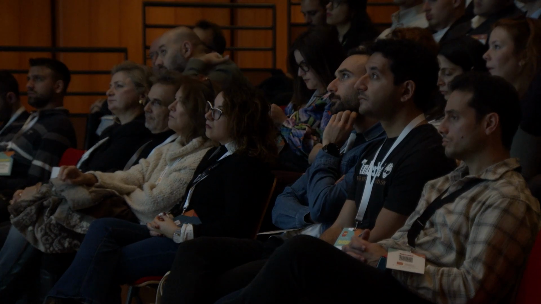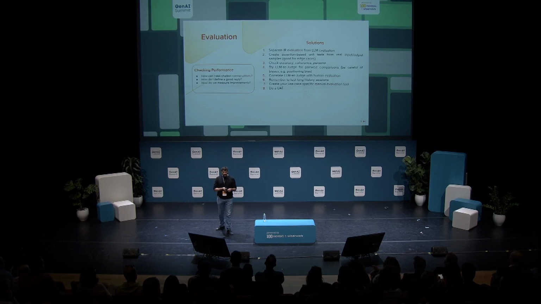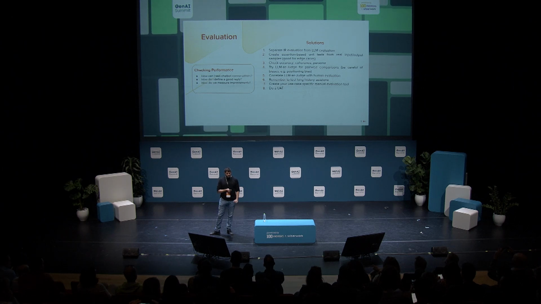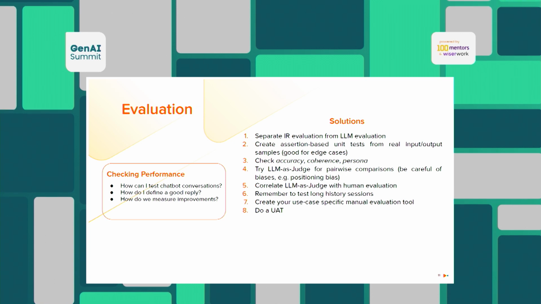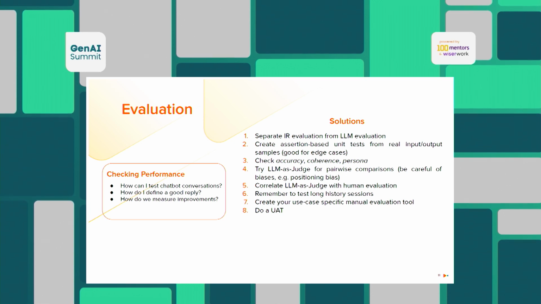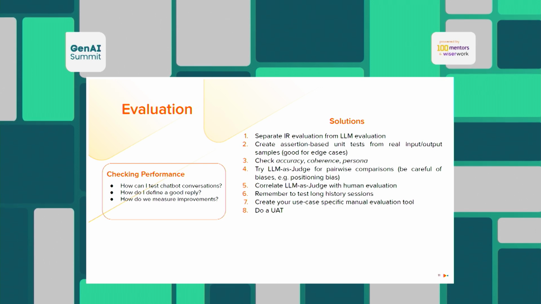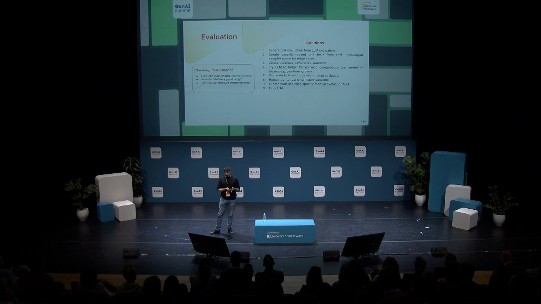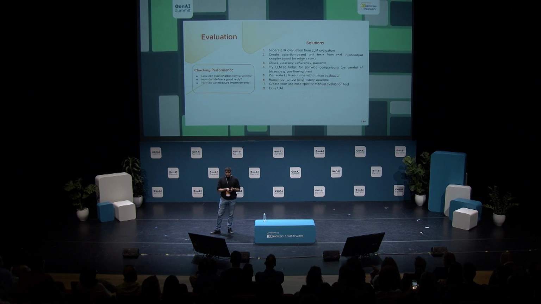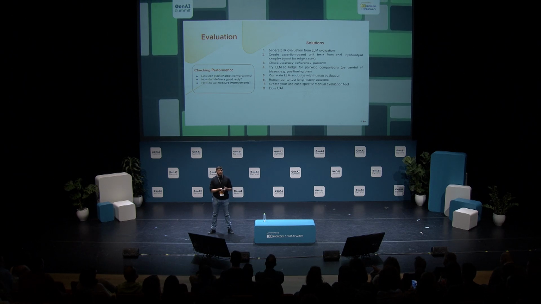Finally, how you evaluate the system. And here it's a very open, broad subject, like how do you test chatbot conversations in the first place? And how do you even define what is a good reply or not? And if you have a system and you change something, how will you measure that you've improved it and you didn't break stuff? And this is still a very open topic, but here are a few things that you can try. The first is to separate the information retrieval evaluation from the LLM evaluation.